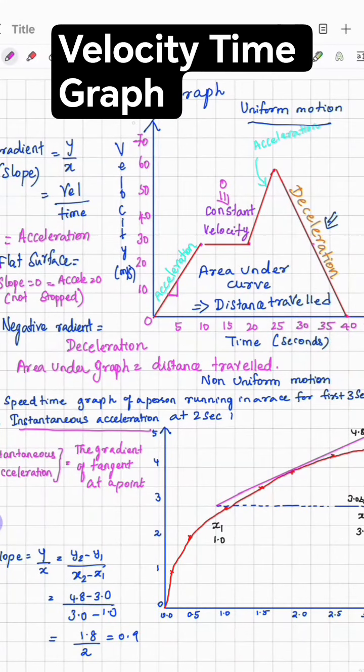We are going to see a velocity-time graph, where time is on the x-axis because it's the independent variable and velocity is the dependent variable. Okay, here is the graph. Here are 4 things you have to remember for this type of graph.